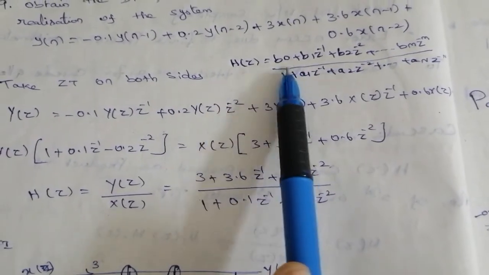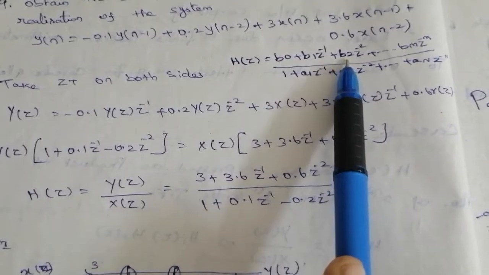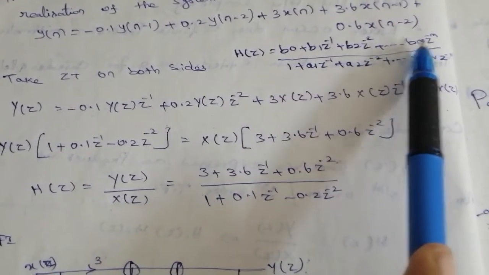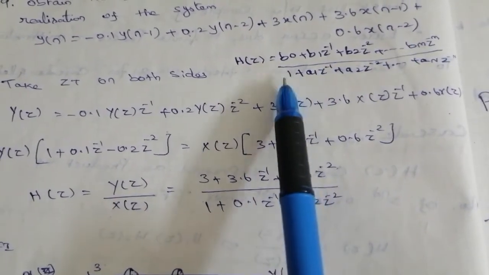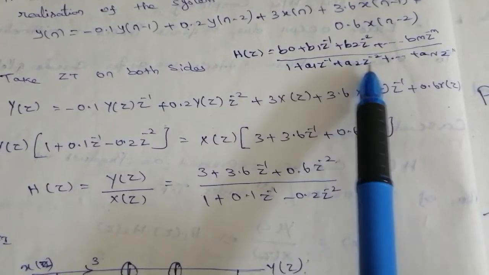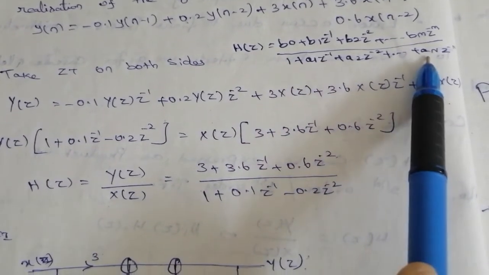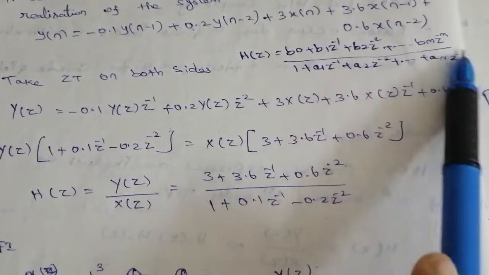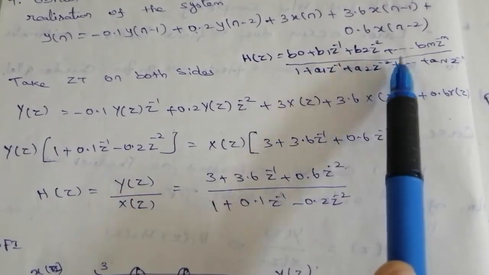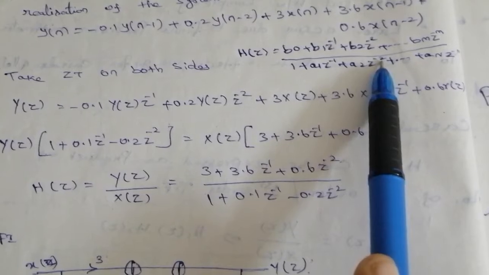H of Z equal to P0 plus P1 Z inverse plus P2 Z power minus 2 up to Pm Z power minus m, divided by 1 plus A1 Z power minus 1 plus A2 Z power minus 2 plus up to An Z power minus n. So this is the transfer function of the IIR filter.